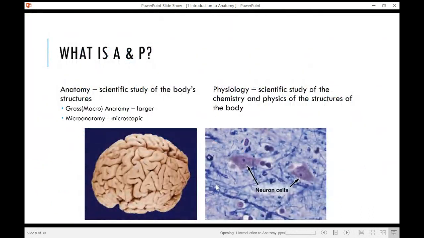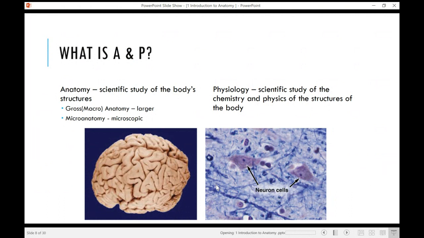So here we go. What is A&P, or anatomy and physiology? Anatomy is the scientific study of the body's structures themselves. And physiology is the scientific study of the chemistry and the physics of those structures of the body. So how do they function? Anatomy would be the physical structures themselves, and physiology is the function. How are they working?